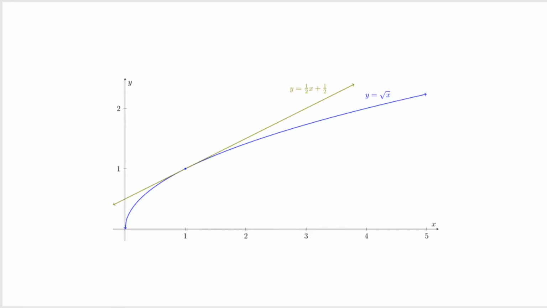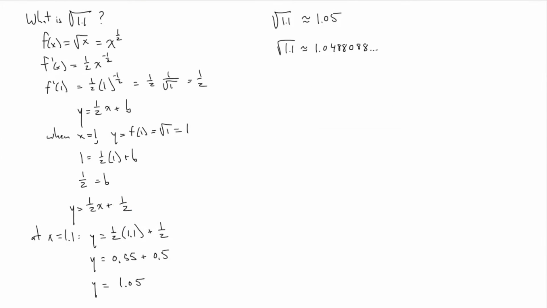I just want to look at the picture one last time. At 1.1, some point slightly to the right of 1, you can see that the tangent line is actually slightly above the curve, the square root of x, so you expect the approximation that we came up with to be ever so slightly too large. And if you plug it into a calculator, you'll find that the square root of 1.1 is approximately 1.0488088, etc. It's a non-repeating decimal that goes on forever. Still not so bad, an approximation of 1.05.